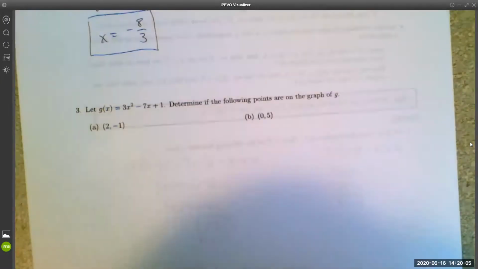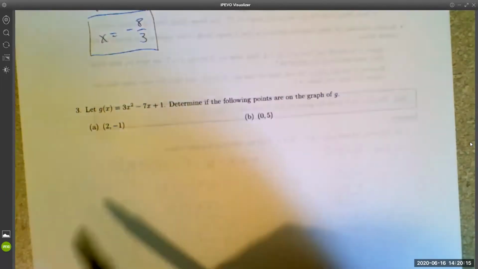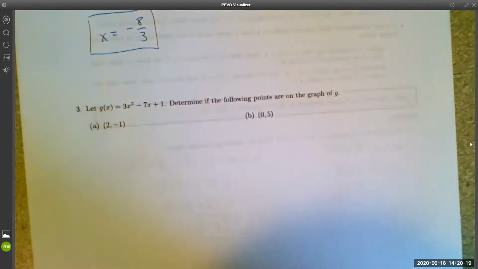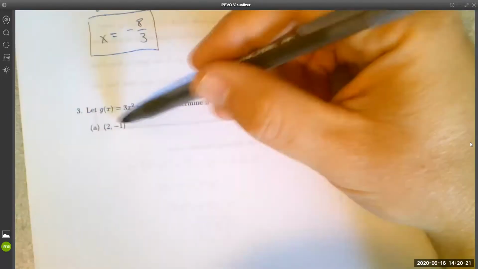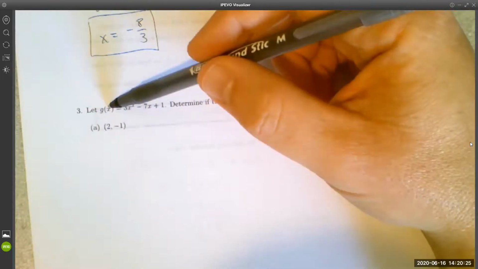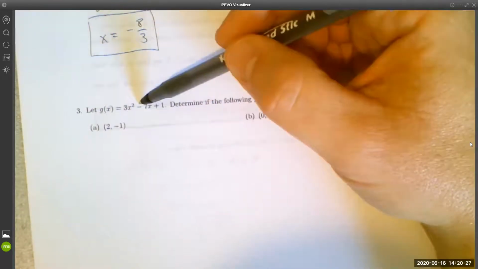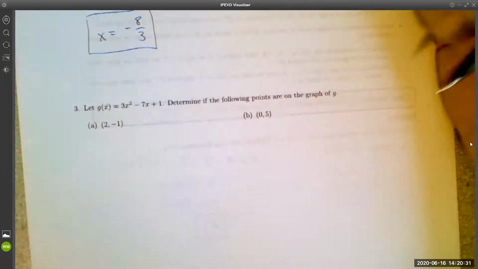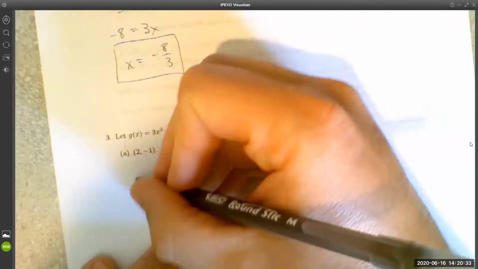Next one. Let g of x be 3x squared minus 7x plus 1. Looks familiar. Determine if the following points are on the graph of g. So we want to know if 2, negative 1 is on the graph. We want to know if 0, 5 is on the graph. Well, remember, if this point is on the graph of this function, then it should be the case that g of 2 equals negative 1, or that g of 0 equals 5. So pretty easy to determine if this is the case.